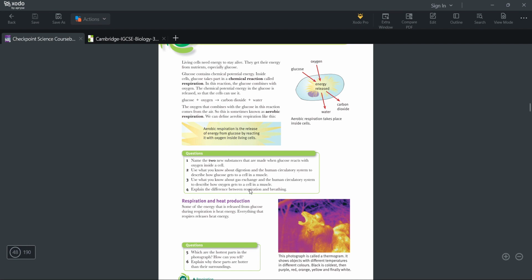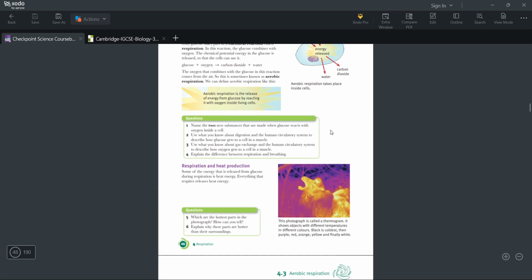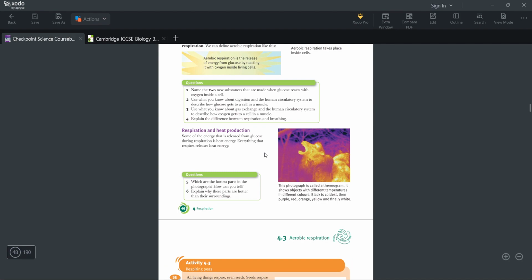Explain the difference between respiration and breathing. I was happy with this. Most of you said that breathing is a mechanical process where you're just exchanging gases, whereas respiration is a chemical process that leads to the formation of energy, water and carbon dioxide. I was mostly happy with that.